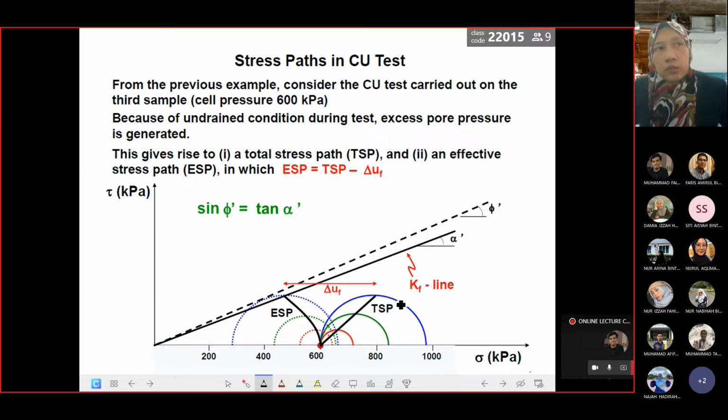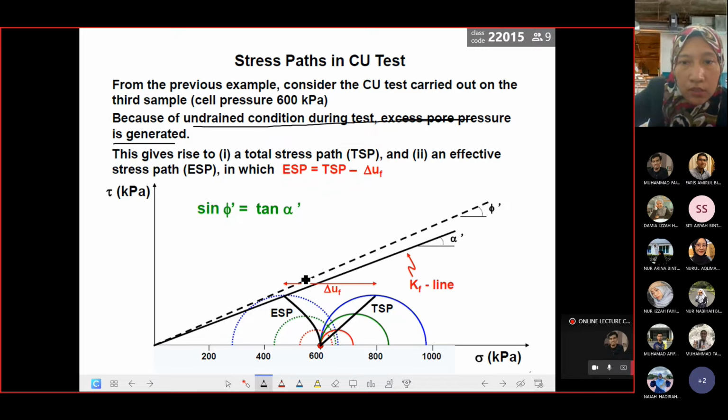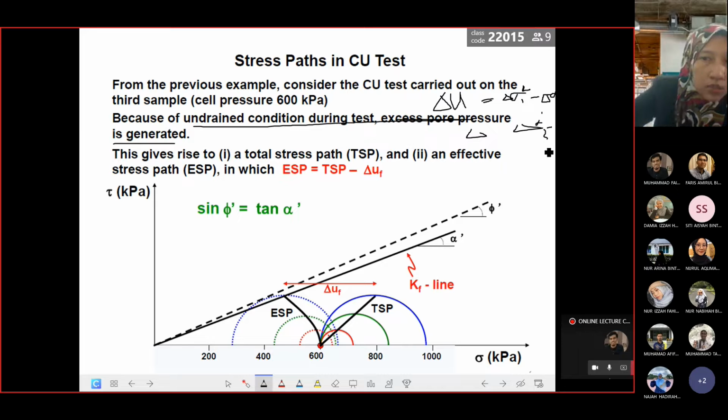Just now we looked at the simple view explanation for an elastic sample, linear elastic material of the sample. From the previous example, consider the CU test carried out on the third sample, cell pressure 600 kPa. Because of the undrained condition during the test, the excess pore water pressure is generated. So this is different information. It means that here, when there is excess pore water pressure, automatically you will get delta U. So how to get delta U? You have to get the information related to delta effective sigma 1, then subtract delta sigma 1, and you must also know delta sigma 3, delta effective sigma 3 and delta sigma 3.